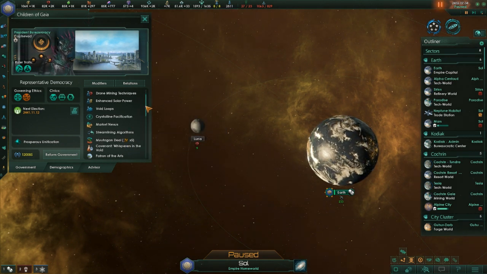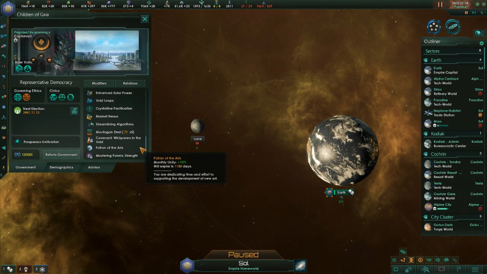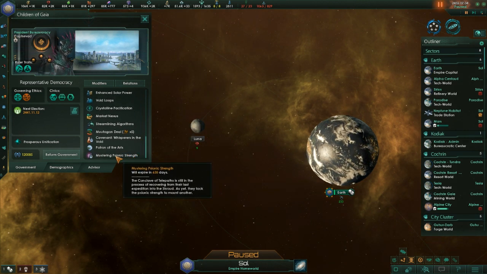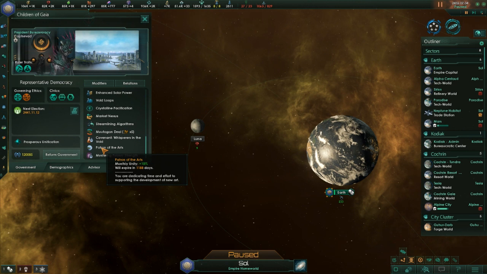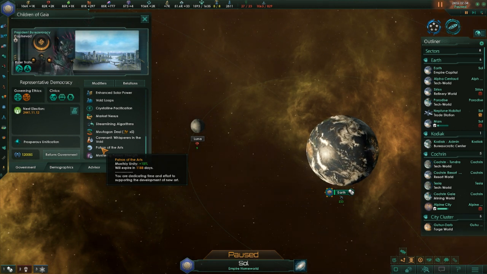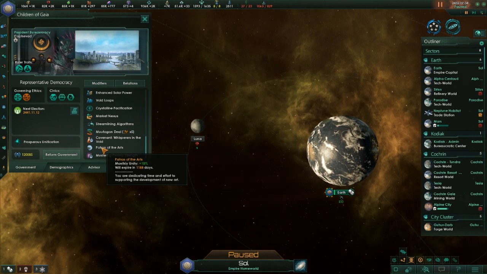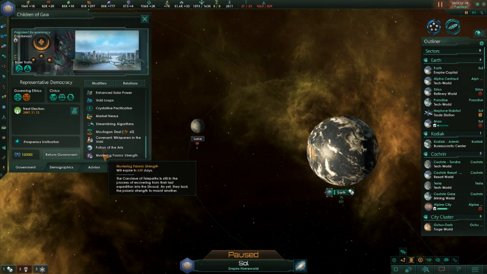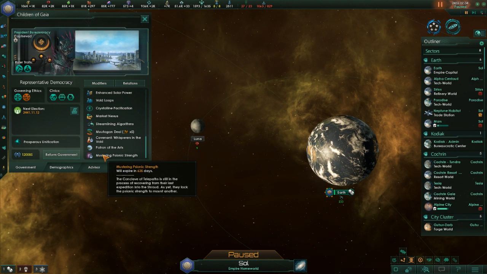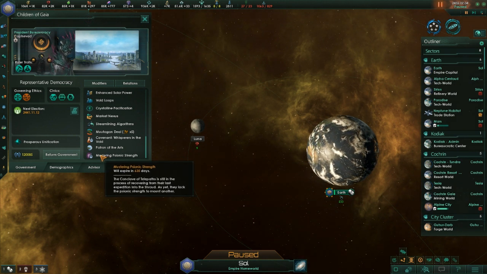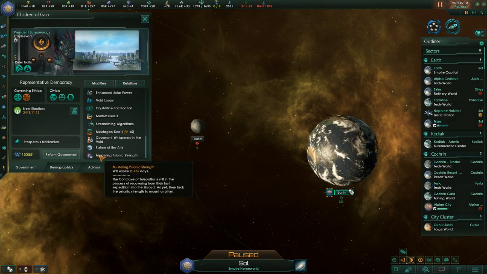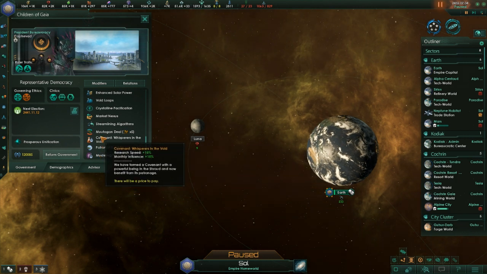If I scroll down this list here, you can see all the different things, including things like this, Patron of the Arts. It even tells me when it expires. 1,188 days, and then I will no longer be a patron of the arts. In 635 days, this ability here will expire, called Mustering Psionic Strength, and on and on and on.